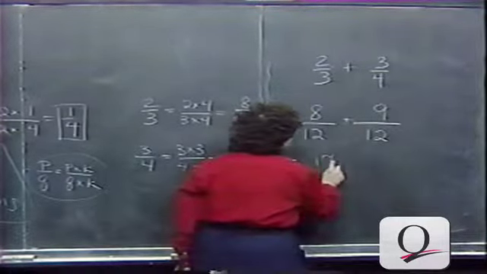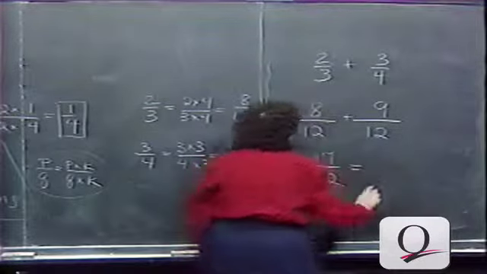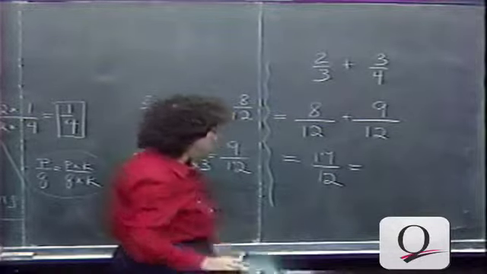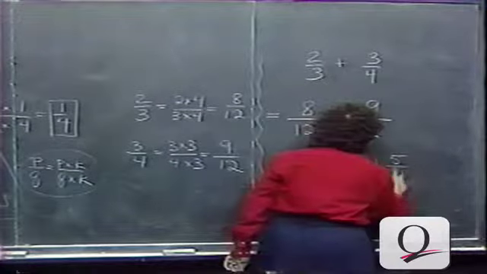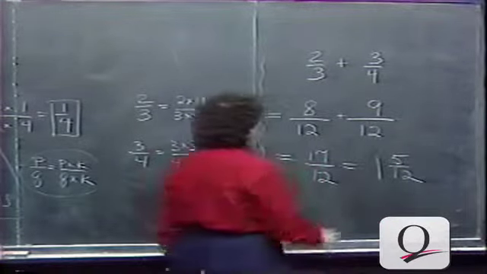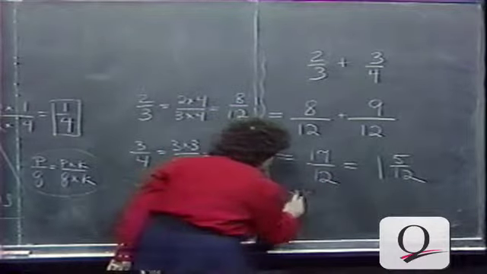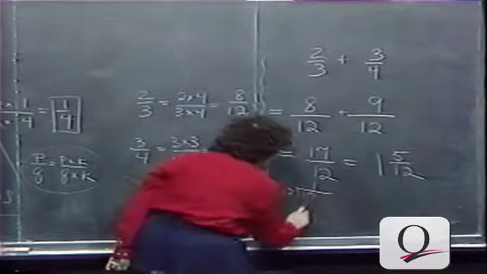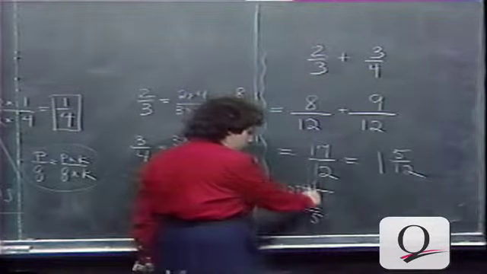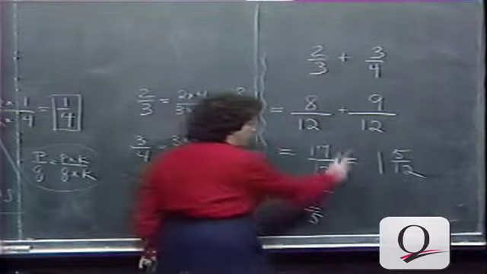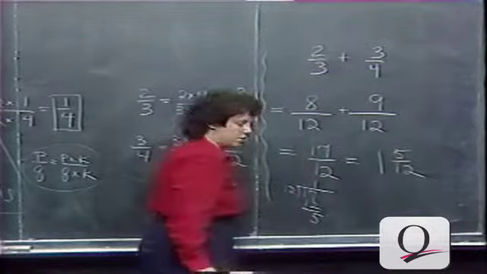8 and 9, that's 17/12, which can be either left like that or rewritten as 1 and 5/12, because this really means 17 divided by 12. It goes in once with a remainder of 5, and you rewrite this as the quotient plus the remainder over the divisor, 1 and 5/12.